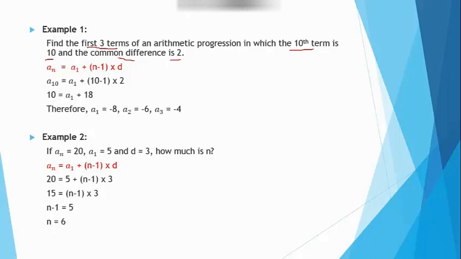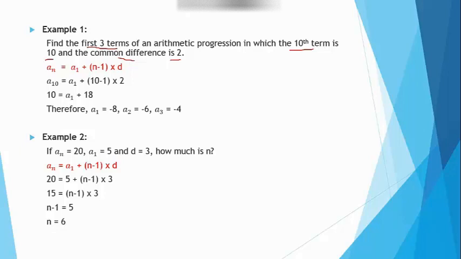If we apply those values in the equation, a10 equals a1 plus (10 take away 1) times 2. Simplifying, we get 10 equals a1 plus 18, and so a1 equals -8, a2 equals -6, and a3 equals -4. The first term is -8, and the common difference is 2, so we are adding 2 to each term. So a2 add 2 would give you a3, which is -4. Let's move on to the next example.